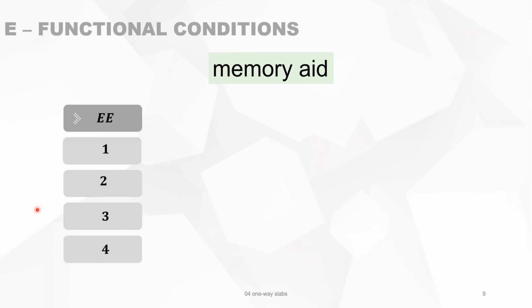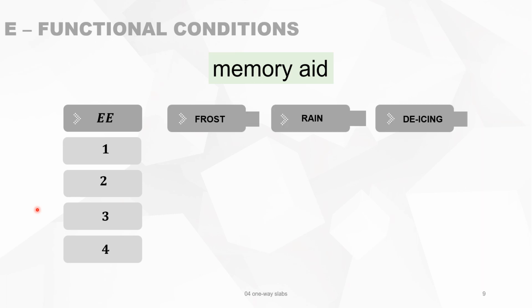Now, to make life easier, you can use a very simple memory aid. For the EE classes 1 to 4, you just make a table with frost, rain, and de-icing. For EE4, all 3 are valid. For EE3, it's only frost and rain. For EE2, it's only frost, and for EE1, it's none of the 3. So this is a very easy tool to remember what EE1 to EE4 are.